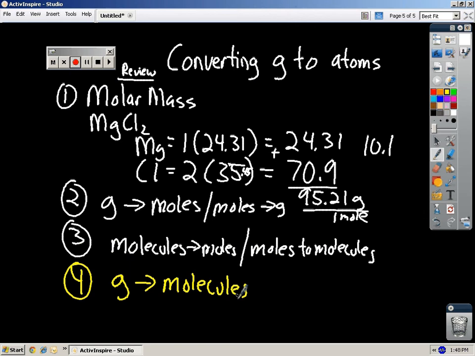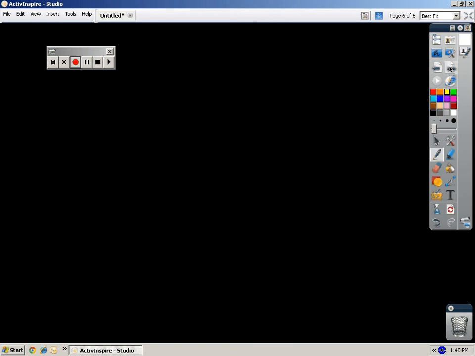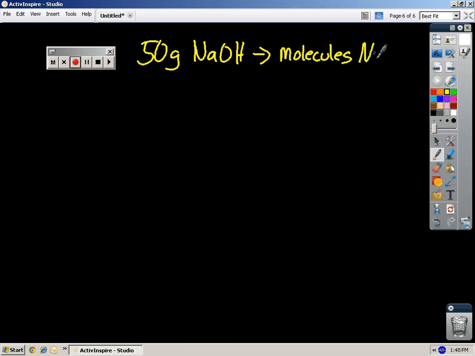All right, let's do a practice run of this. Let's take 50 grams of NaOH and convert it over to molecules of NaOH. Looking at what we've done, what do you think my first step should be?